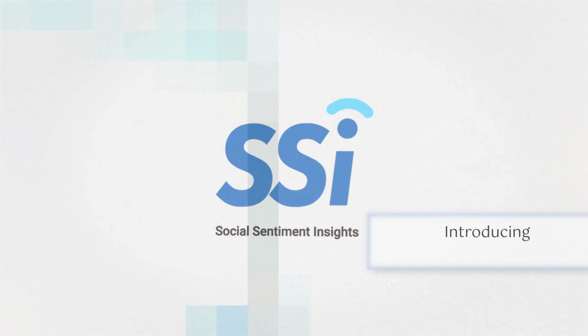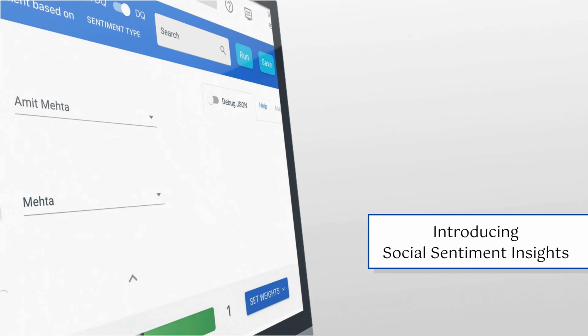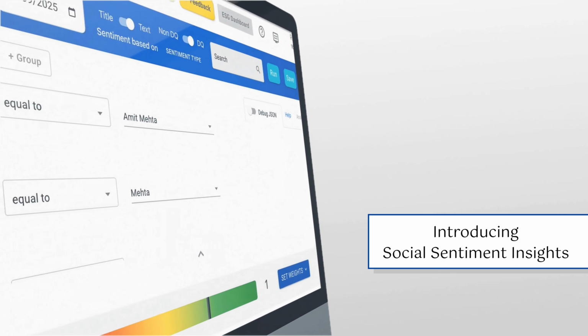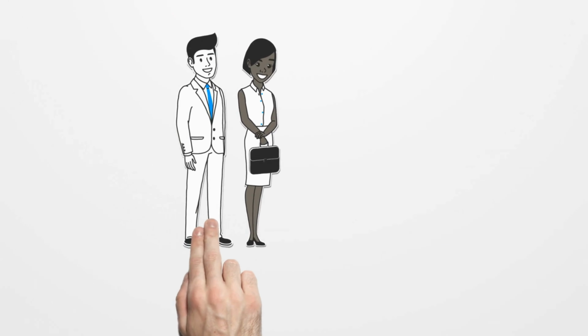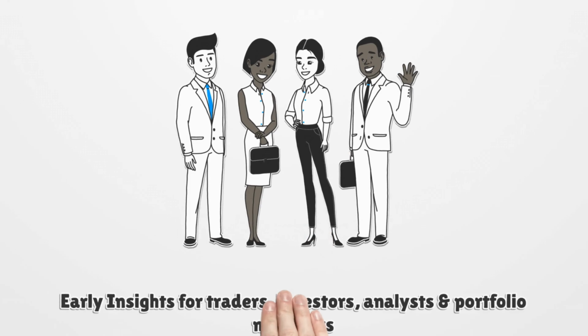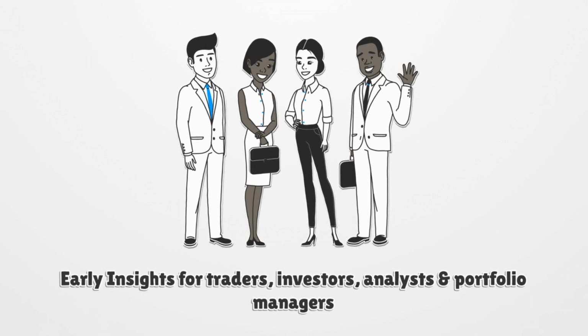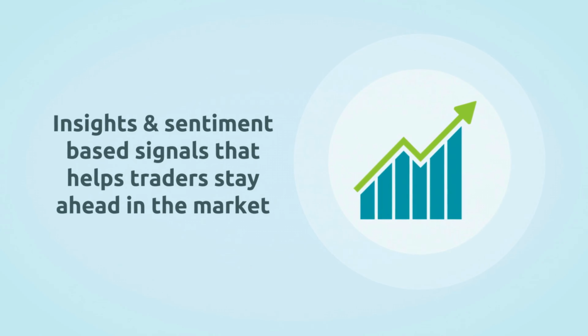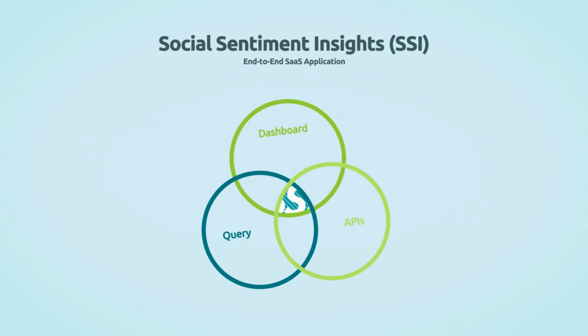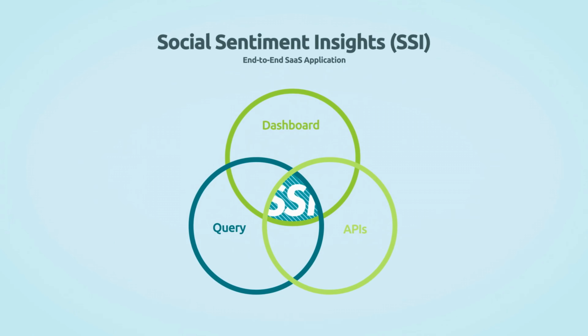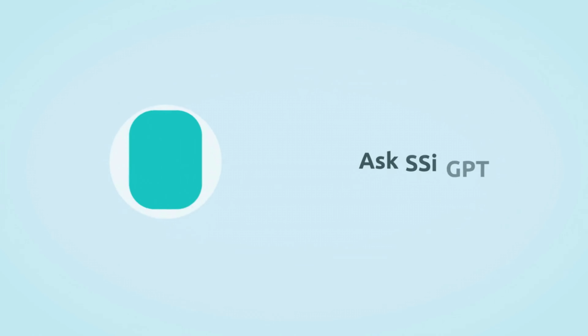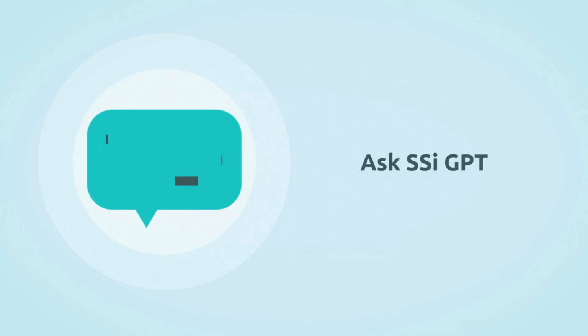Welcome to Social Sentiment Insights, or SSi, an AI-powered sentiment intelligence platform that delivers early insights, giving traders, investors, analysts, and portfolio managers an edge by staying ahead and outperforming the market. SSi is available as an end-to-end software-as-a-service application centered around two core views: the dashboard screen and the query screen.